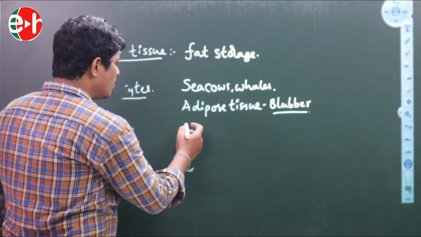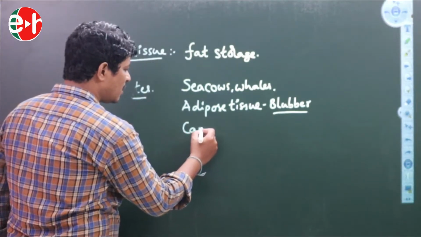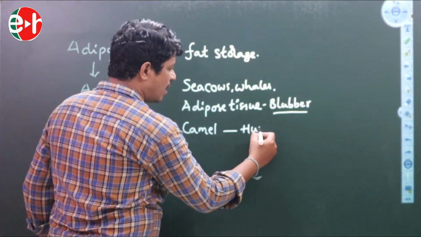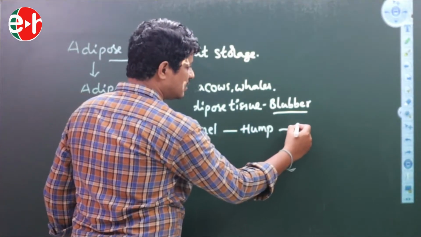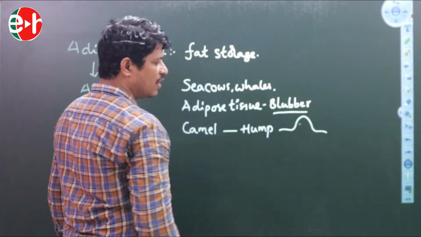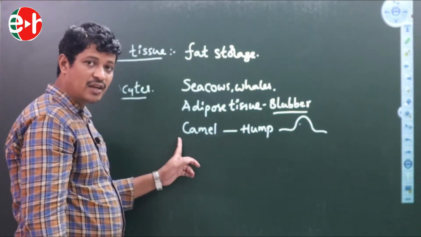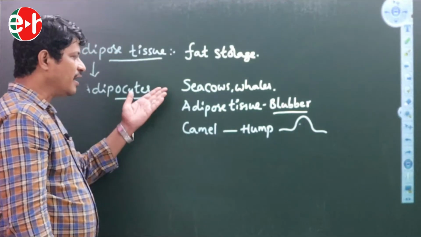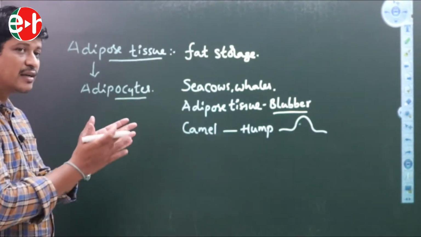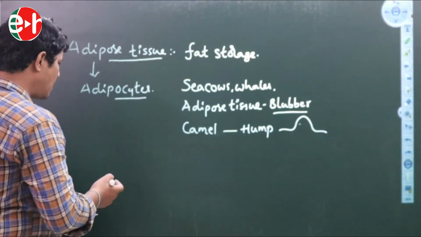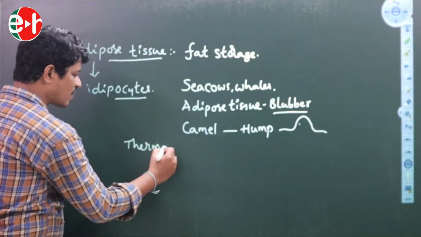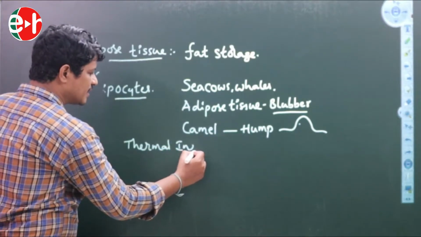And one more, the camel. In the camel, the hump, this is the hump, is also made up of adipose tissue. Whatever it may be, either the blubber, the hump, or the soles and palms, it acts as a thermal insulator.